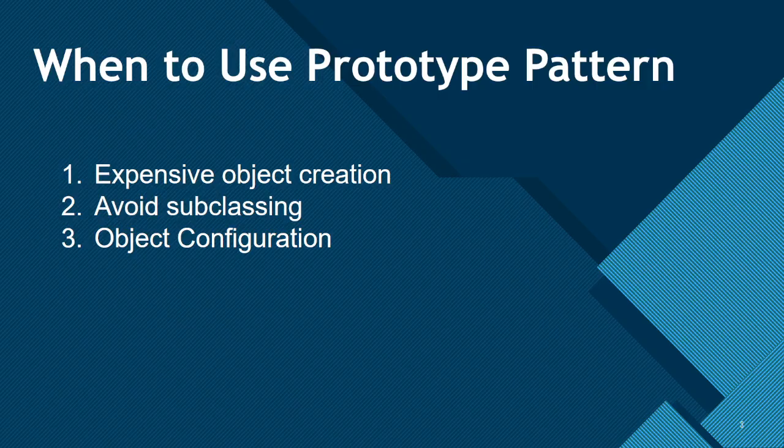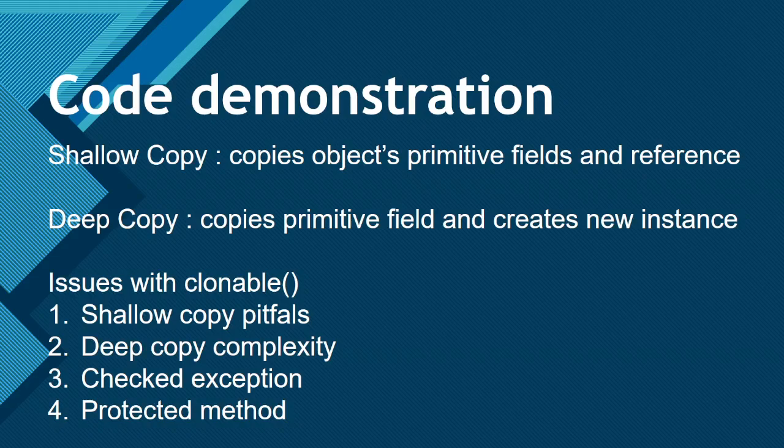Next, we will see a code demonstration. But before that, let's understand what is deep copy and shallow copy. A shallow copy copies the object's primitive fields and references to objects. It does not copy the objects that the references point to. On the other hand, deep copy copies the object's primitive fields and also creates new instances of the objects that the references point to. Let's see an example of this.